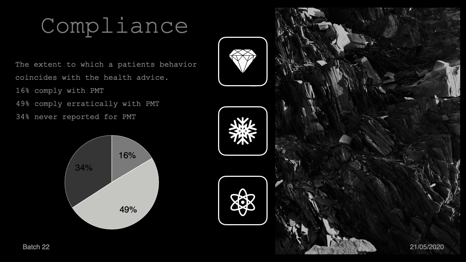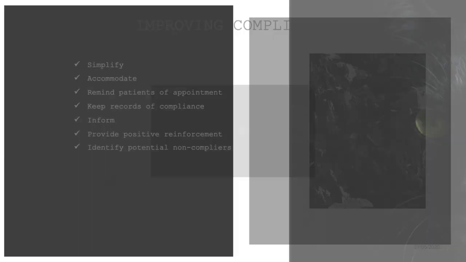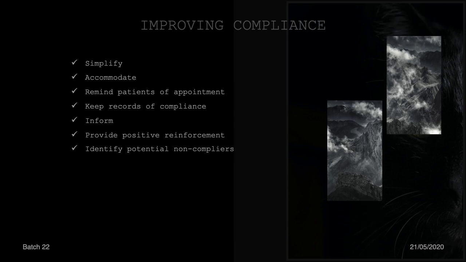34% of the patients will never come back. They will come only when there is a problem. Once the problem is solved, they will not come back for a maintenance phase. They will come back only if a new problem arises. So this is the data which shows the compliance of the patients. So it is very difficult to get the patient to comply so that we are able to implement a proper periodontal maintenance therapy. So how to improve the compliance of the patient?